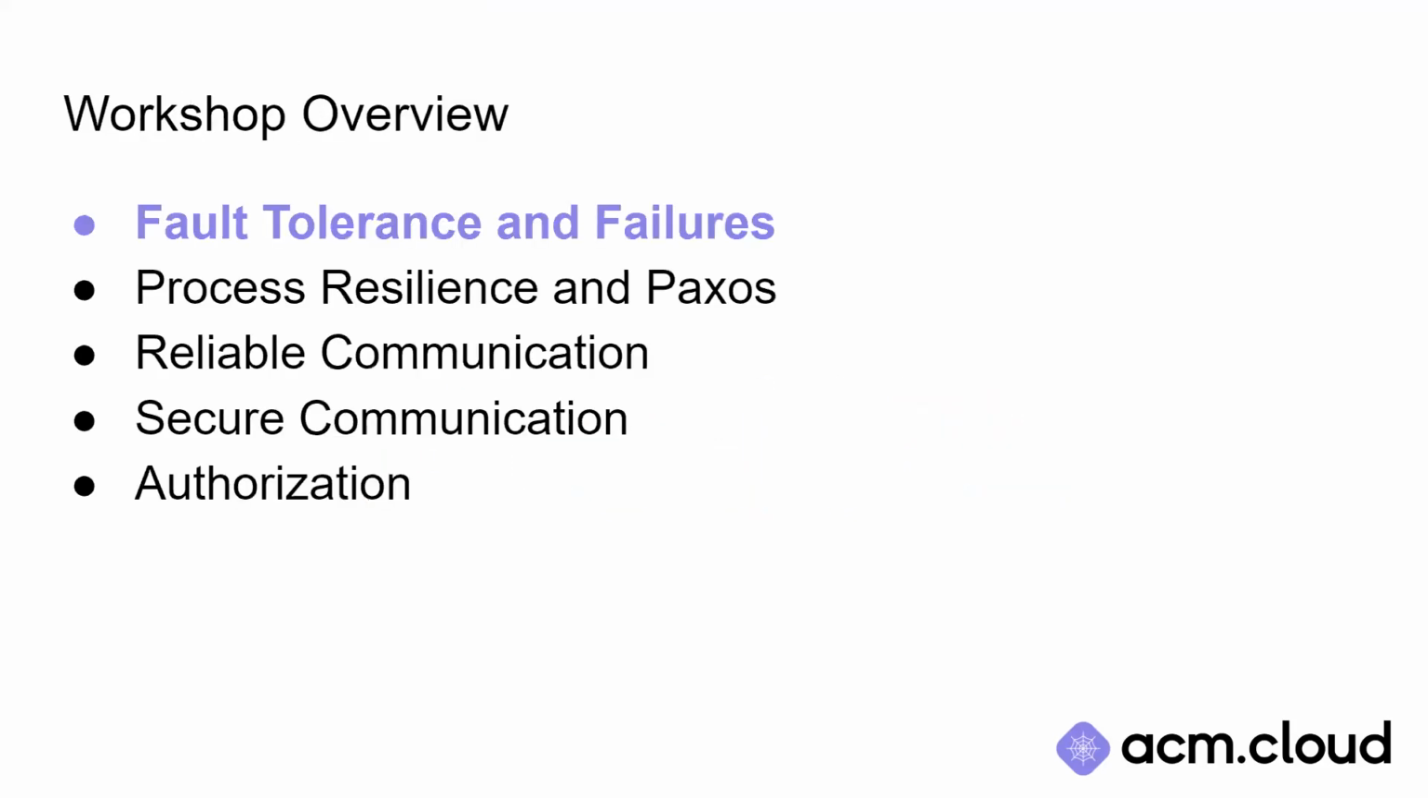Alrighty. So these are the topics we're going to be touching upon. Fault tolerance and failures, then talking through process resilience and access, which Daniel is going to do, and then reliable communication, secure communication, and then authorization at the end.